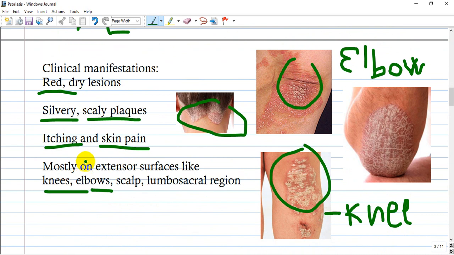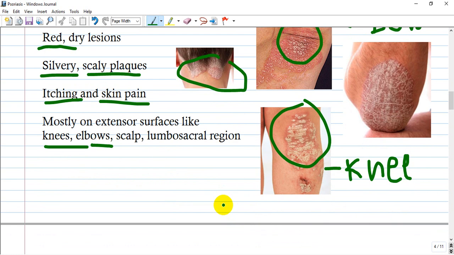What are the clinical manifestations? Mostly involved is the skin. You can see red dry lesions, silvery and scaly plaques. They are very itchy, especially in the exacerbation of the disease, and cause skin pain. Where are they located? On extensor parts of the body mostly, elbows, also knees, and you see here a scalp. Also the lumbosacral region can be involved.